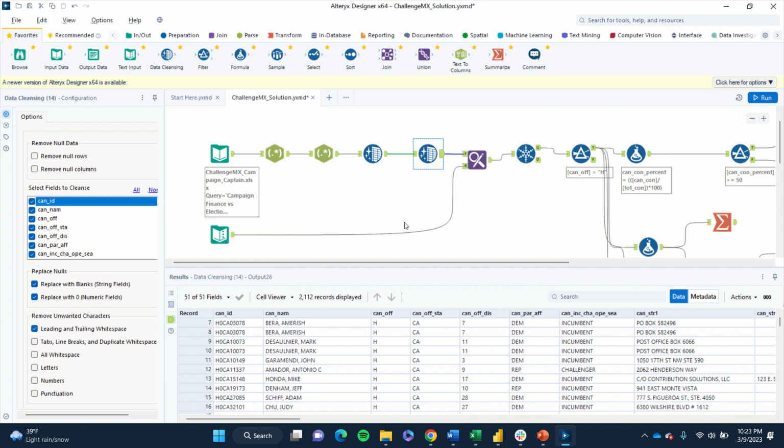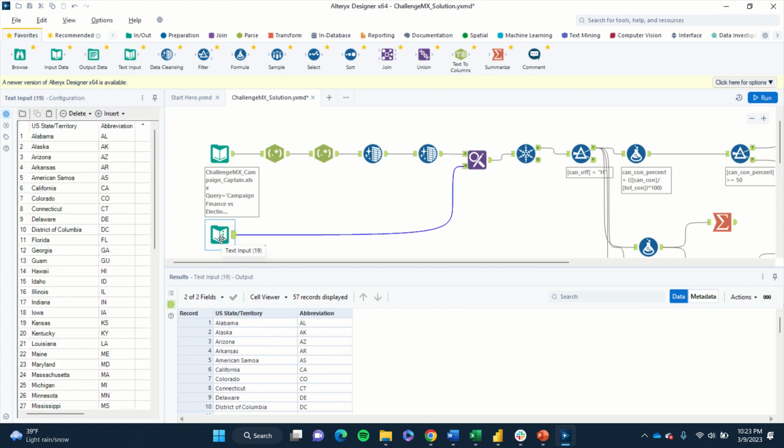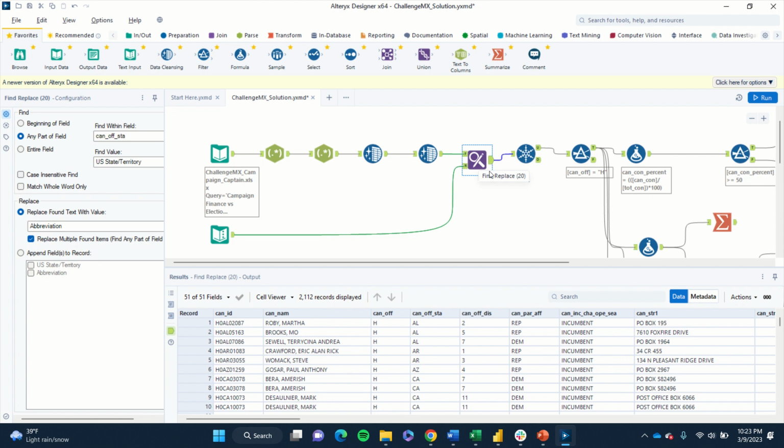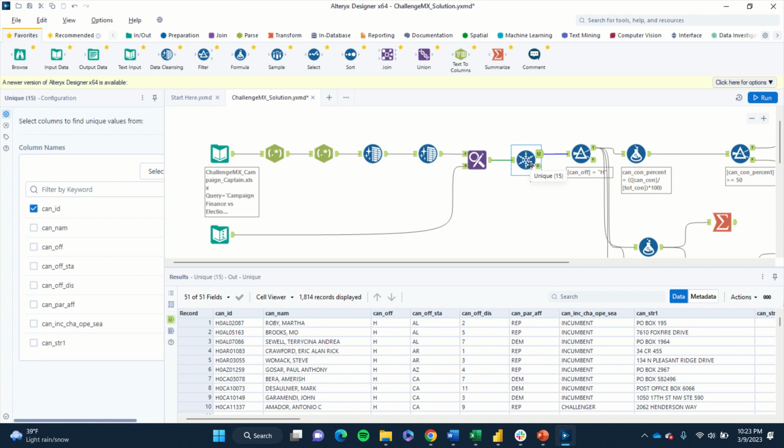This next one is a little tricky. I wanted to replace all the states with just their two-letter abbreviation. I used a text input, which I copied and pasted from the website I gave you in the hints. To make it more convenient, I also gave you a spreadsheet you could input. If you connect those two datasets on a Find Replace tool, we're able to get rid of all the states that are fully typed out and keep just the two-letter abbreviation. And lastly, for cleansing, I used a Unique tool to make sure there are no duplicates. You can do that using the candidate ID.